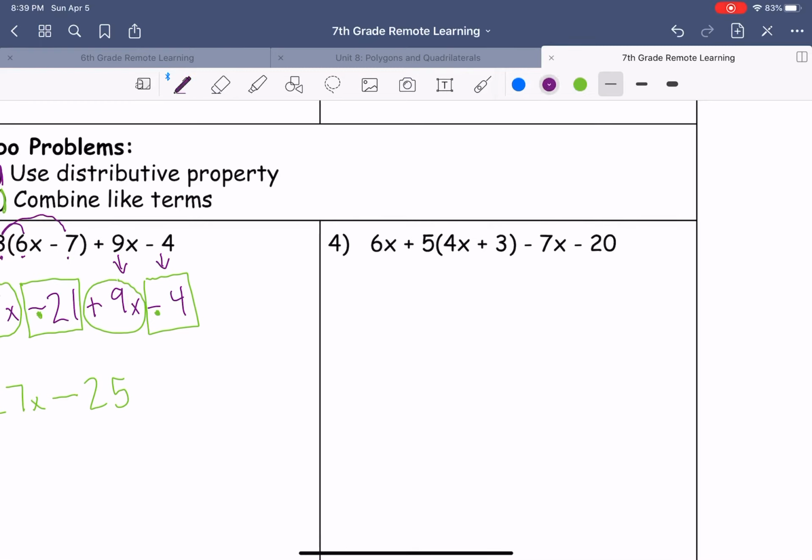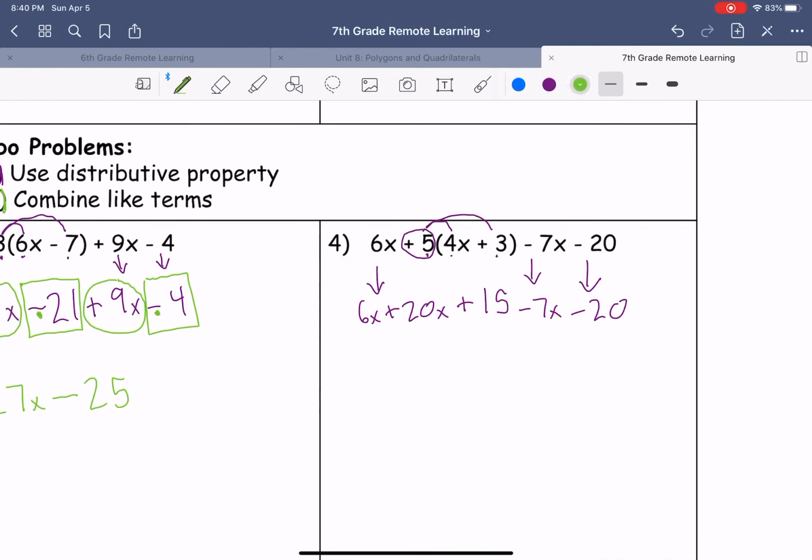So we'll start with our distributive property. This is a positive 5, which is nice because then we don't have to worry about those pesky negatives. So 5 times 4 is 20x, and 5 times 3 is plus 15. Bring our 6x down, and don't forget the plus. Then bring down our minus 7x and minus 20.